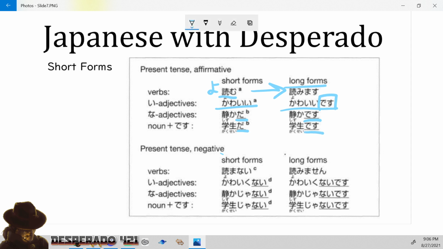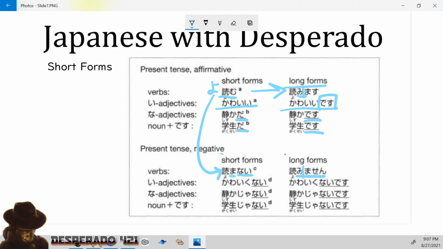So now let's move over to the negative form, which is a little bit more difficult. So yomu becomes yomanai. That is right. So when we change this mu here to mi to do yomimasu and yomimasen, these both have mi in the long form. To make sure it's short form, instead of mi, you use ma. And then we know nai from before, meaning no or not. So yomanai.